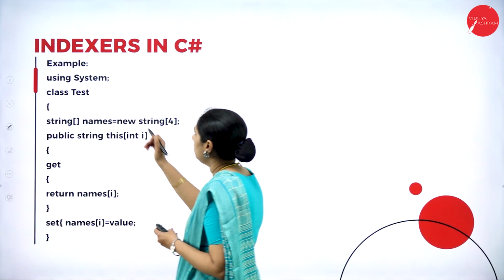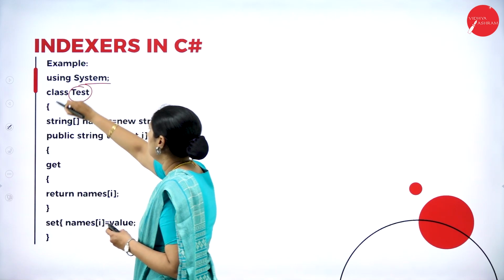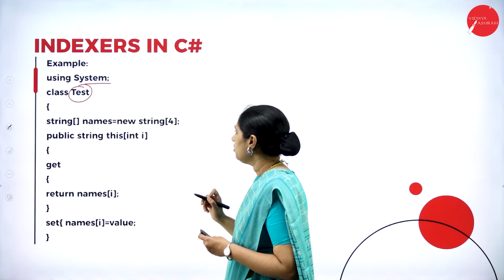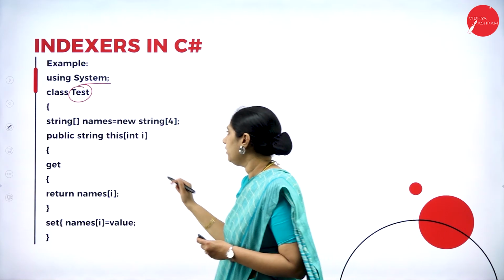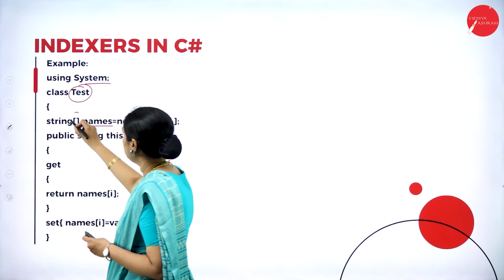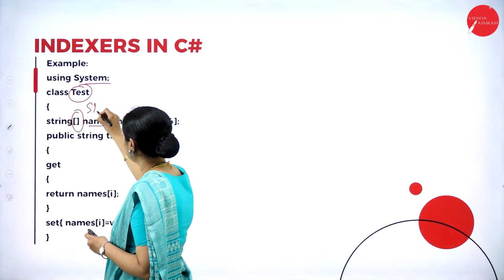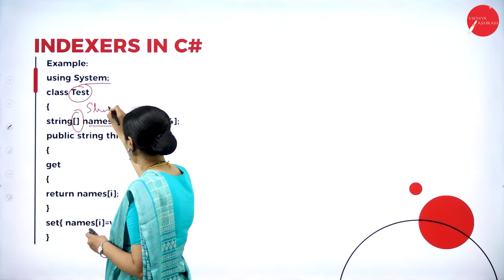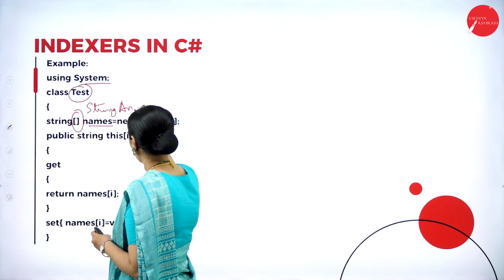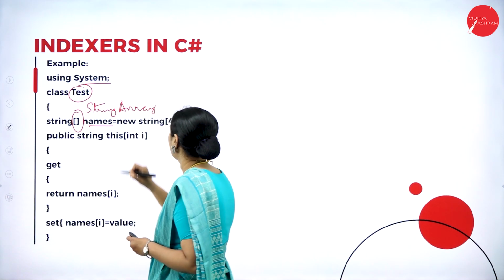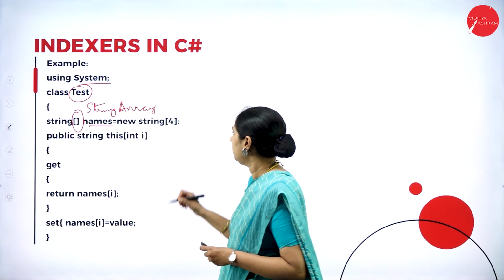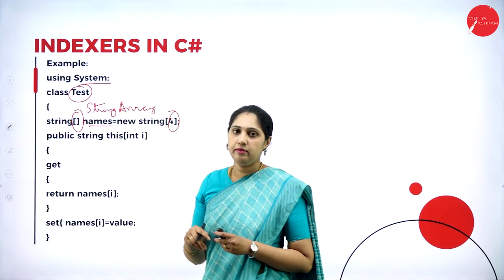So as usual, this is the namespace. This is the class Test. So what we do is we take names. What is this? This is an array. What array is it? It is a string array. So it contains 4 elements.